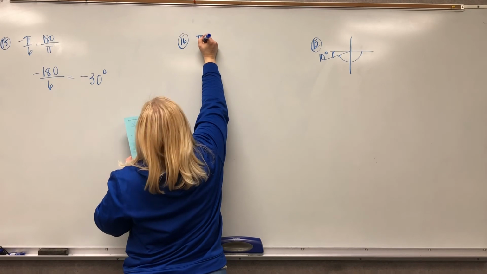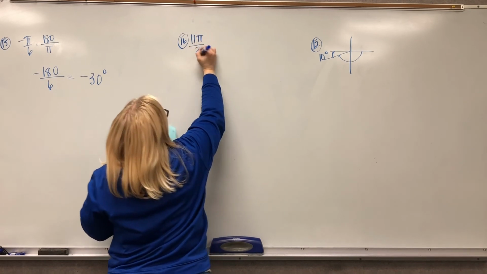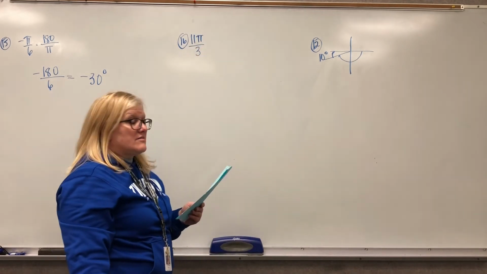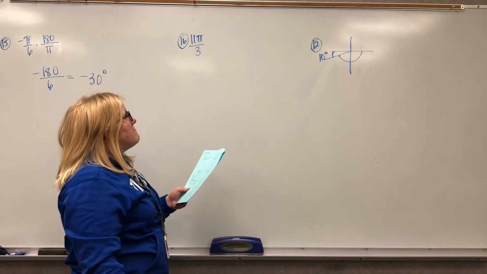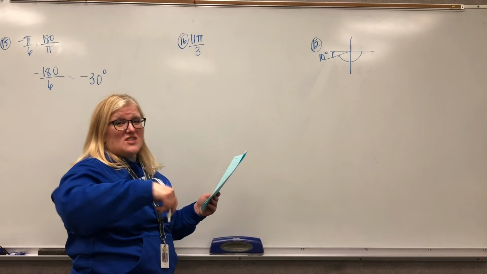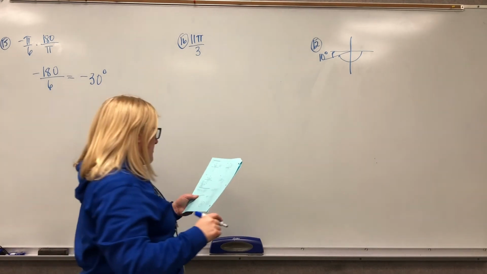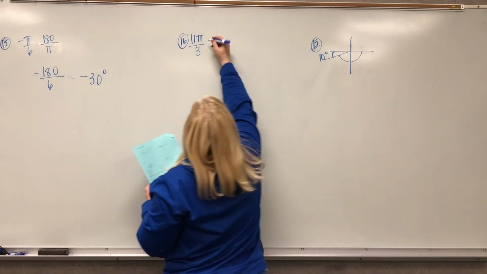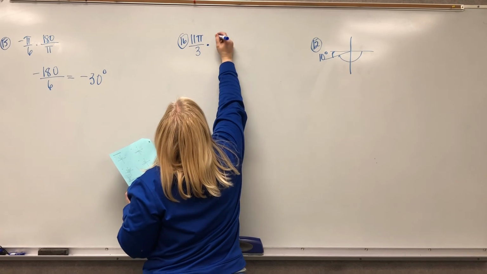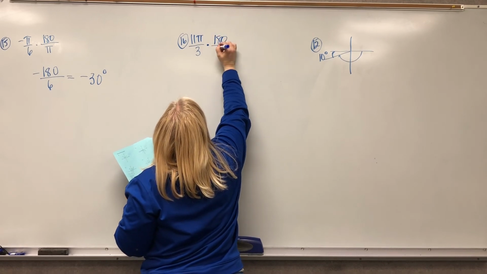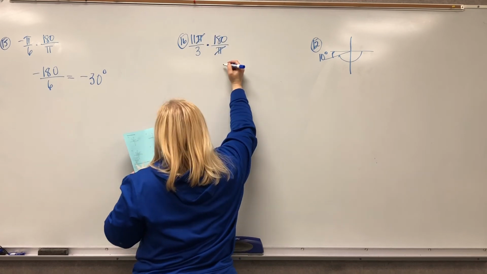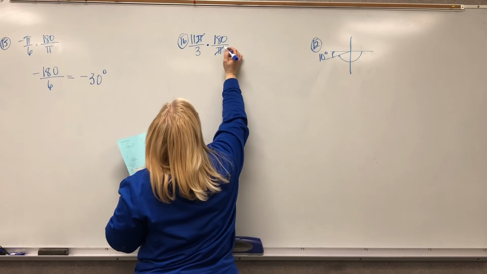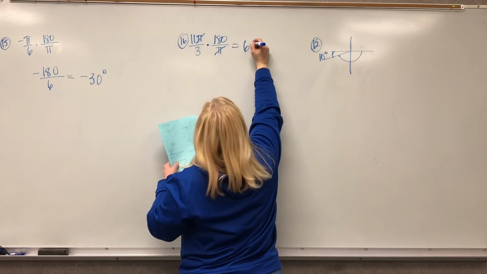Okay, number 16, 11 pi over 3. That's a lot of pi. That's almost, if it was 12, it would be 4 pi. So that's almost 2 times around. Okay, I want it in degrees, so I put the degrees on top, put the pi on the bottom, and it ends up giving me 660 degrees.